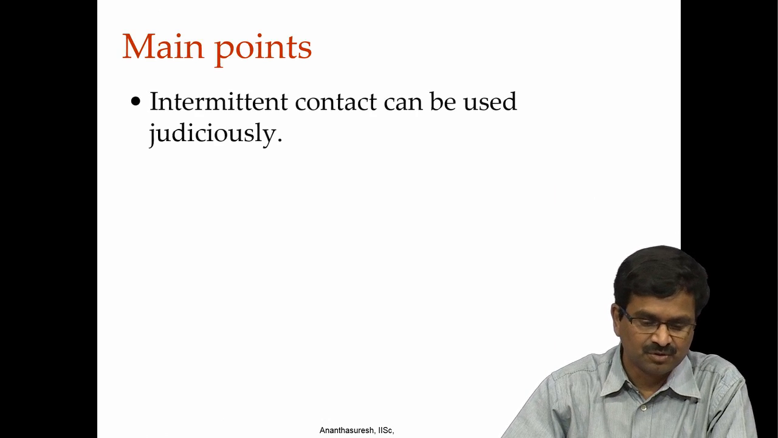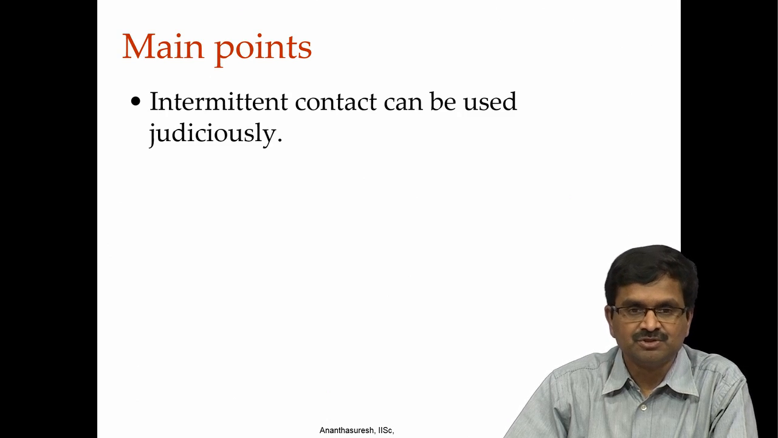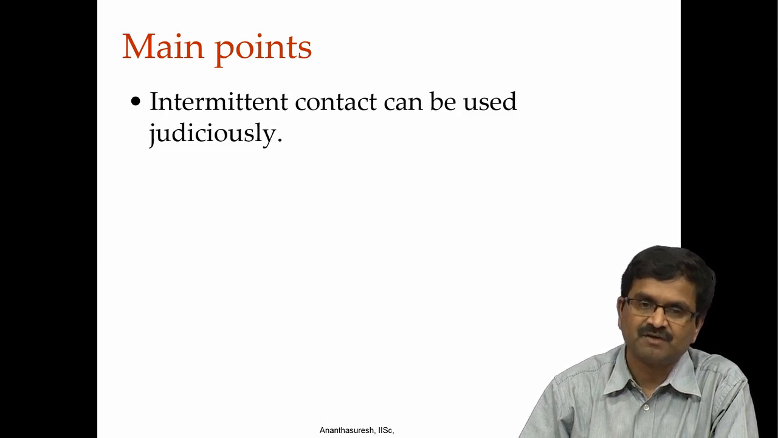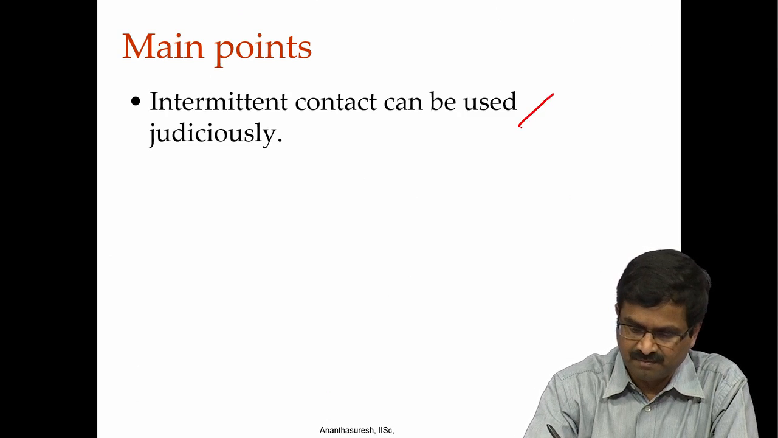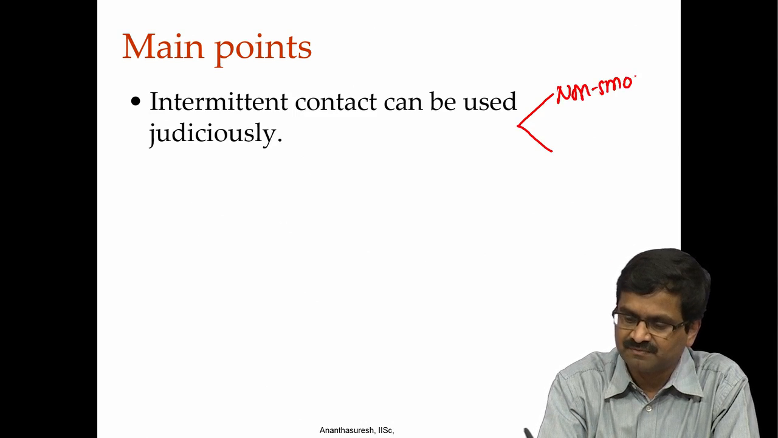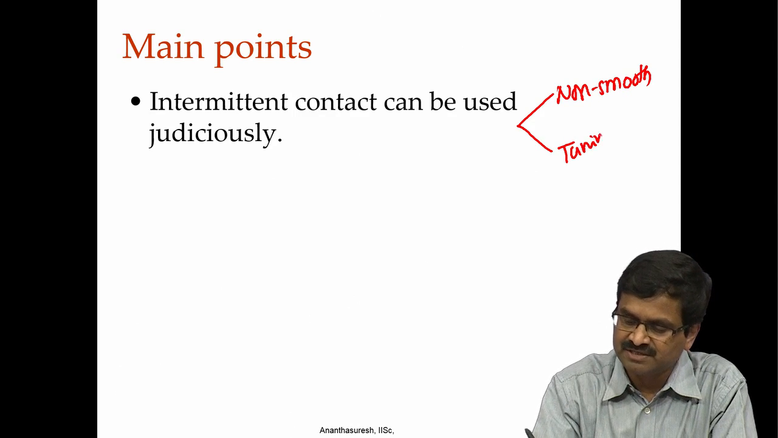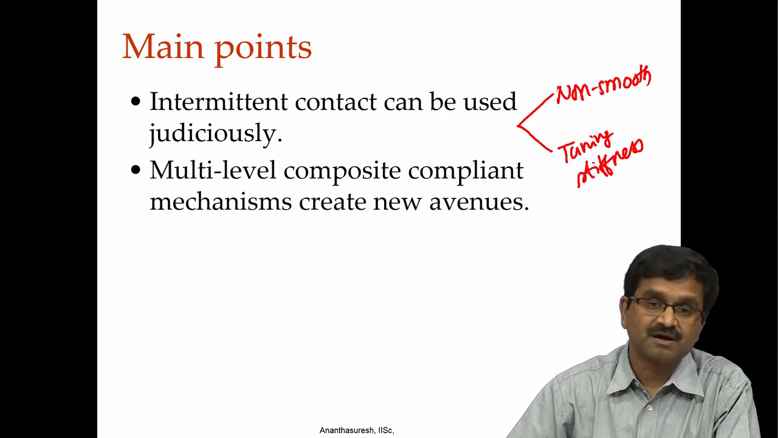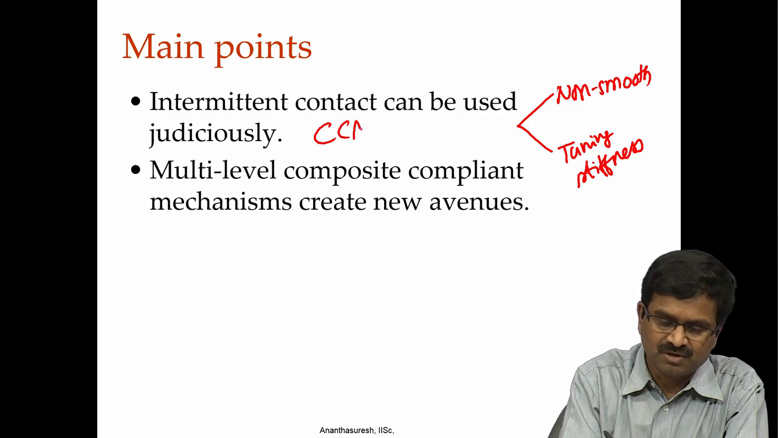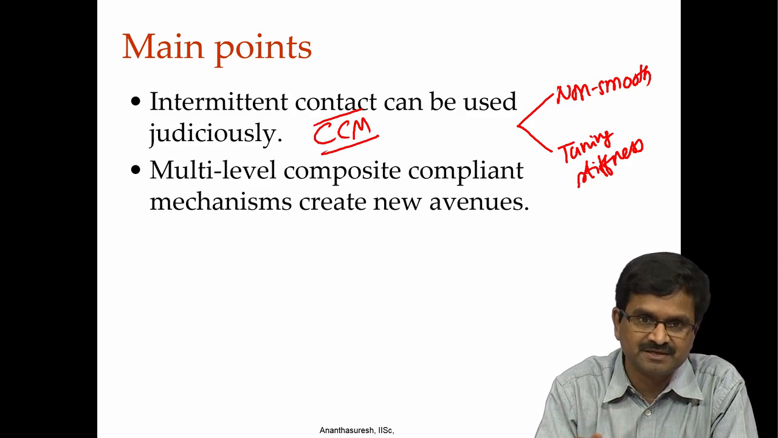So, just to summarize what we discussed in this lecture, intermittent contact can be used judiciously for changing the stiffness and for getting non-smooth paths. So, one is non-smoothness, that is something we discussed, and the other is tuning the stiffness, that is changing the stiffness as needed. That is the contact aided compliant mechanism we talked about, or so called CCM. Interest in CCM is increasing now, even though we had done this work more than a dozen years ago. Now, people are coming back to it and doing interesting things with it.